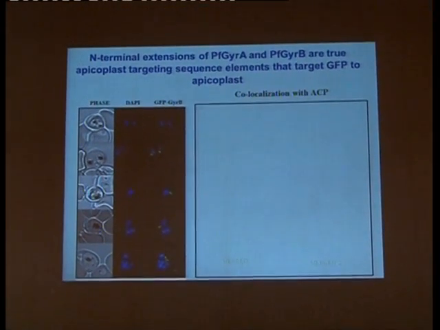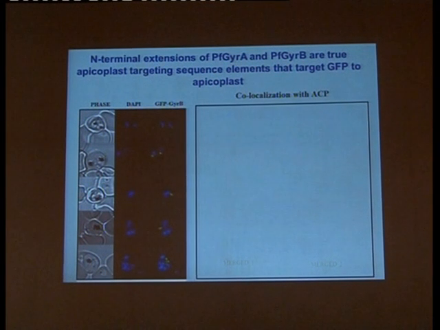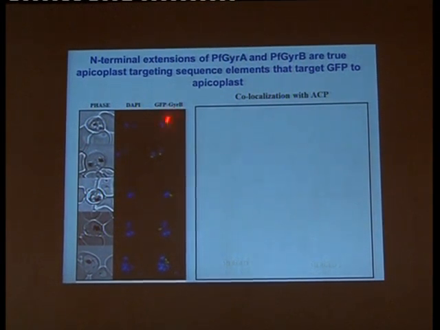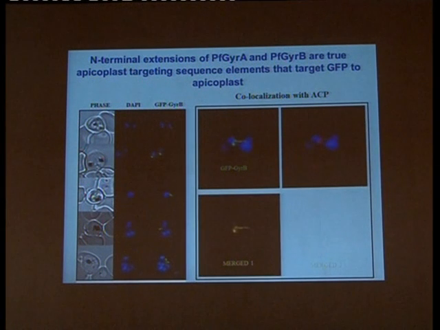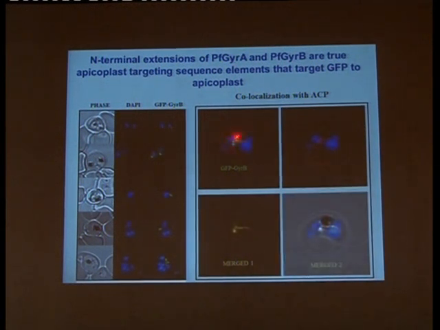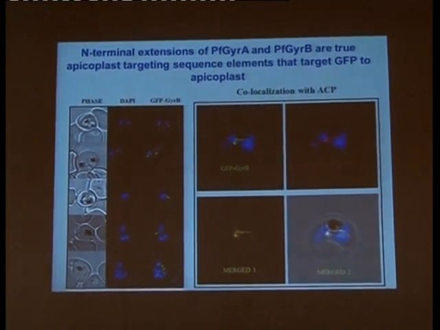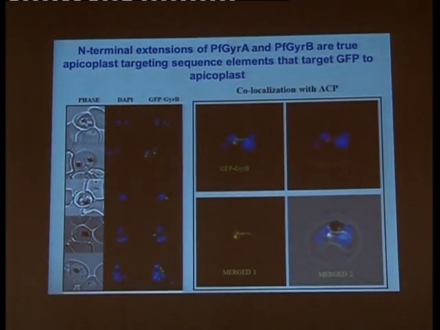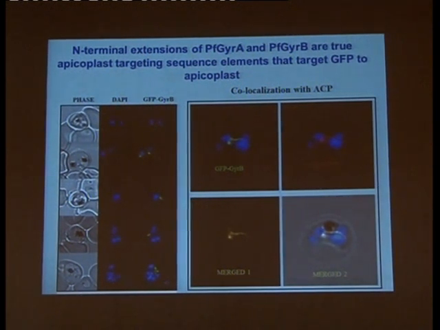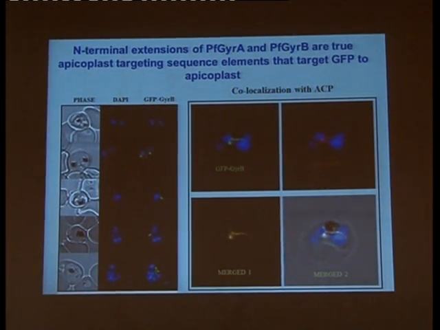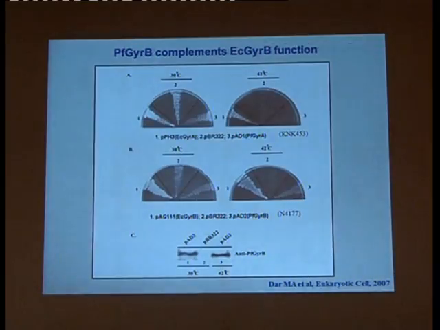Because now if you fuse that and make a GFP parasite line, you see that gyrase is actually going to the subnuclear dots, and these dots are actually the apicoplast. The reason being you can co-localize the gyrase signal with ACP. ACP is acyl carrier protein, which is required for fatty acid synthesis, which also takes place in the apicoplast, suggesting that Plasmodium gyrase indeed goes to the apicoplast.